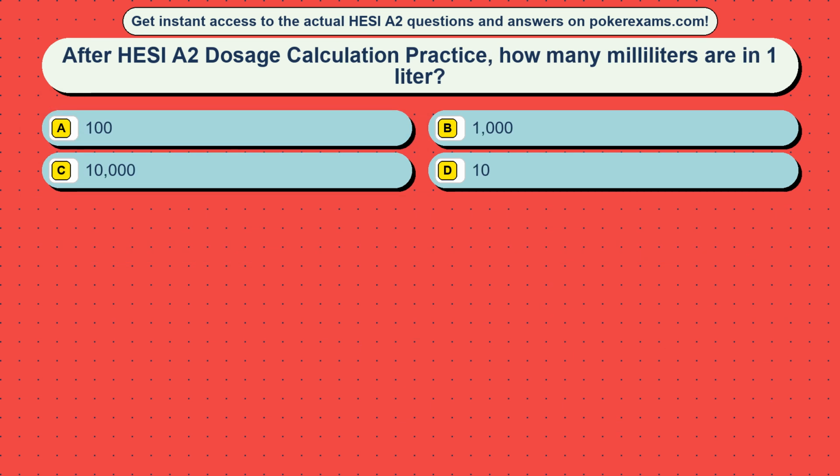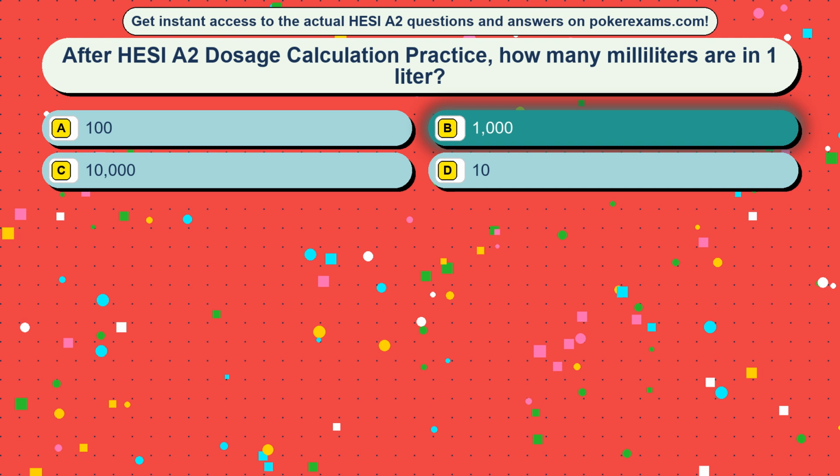Question 6. After HESI A2 dosage calculation practice, how many milliliters are in 1 liter? Option A, 100. Option B, 1000. Option C, 10,000. Option D, 10. The correct answer is option B, 1000.